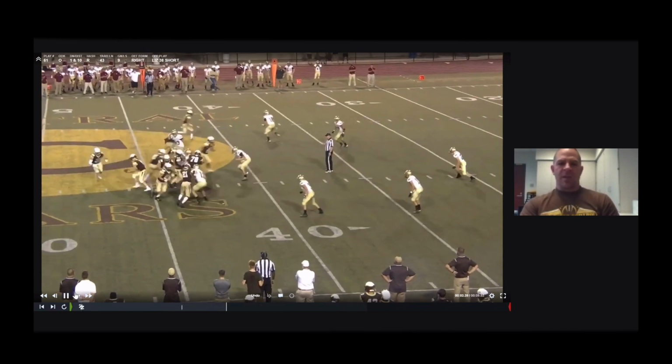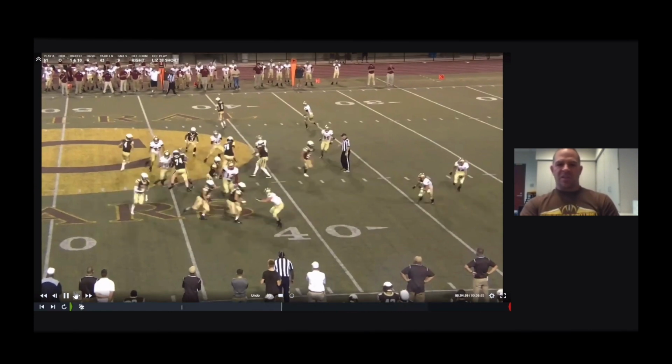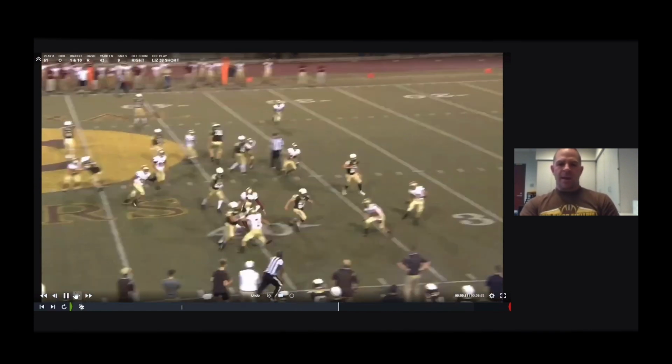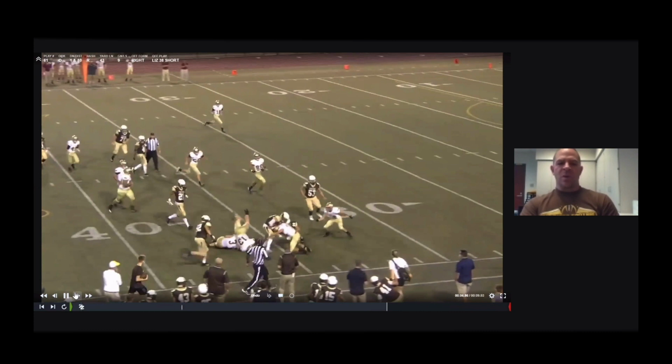Okay, well, let's just run back where that motion came from. I think they're even slanting that way too. Okay, so again, just trying to figure out, like, what are they doing when we motion?